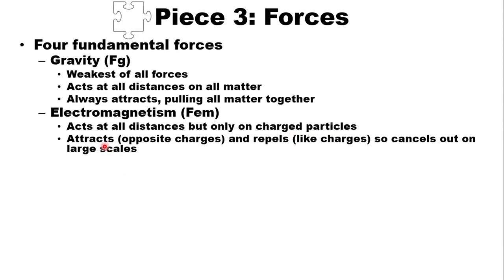electromagnetic force. Electromagnetism can attract if the charges are opposite, but unlike gravity, it can also repel if they're like charges. And this is why, even though electromagnetism acts across all distances and is much, much stronger than gravity, on the largest scales of the universe, it actually cancels out all the attractions between opposite charges. The repulsions between like charges will cancel out. So we don't, for example, experience much electromagnetic force coming from the sun, while we do experience a lot of gravitational force coming from the sun.